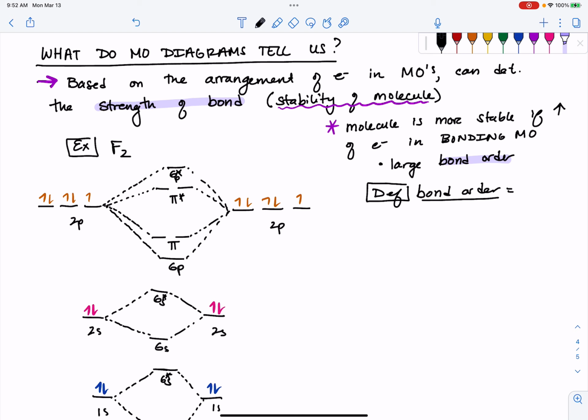So bond order is the strength of a chemical bond as predicted by molecular orbital theory. And we would find these bond orders to be analogous to things that we've seen in Lewis and VBT, which is the idea of single bonds, double bonds, or triple bonds.